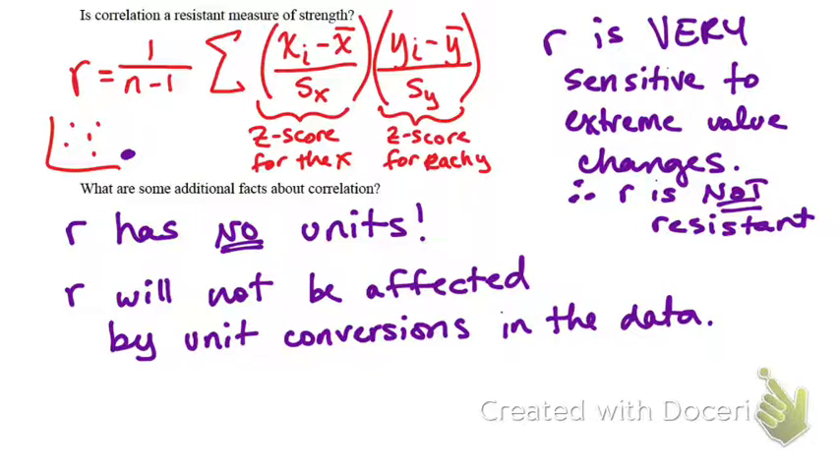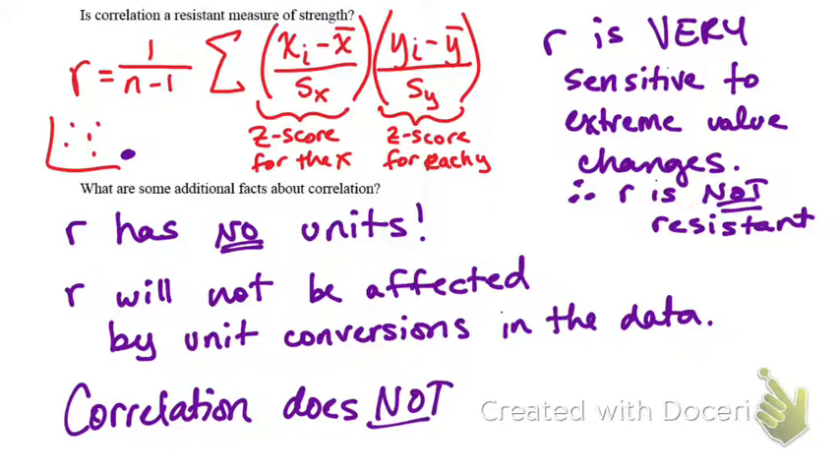All right. Last thing about correlation that I want you guys to know. Correlation does not imply causation. What the heck does that mean? It doesn't necessarily mean that because these things are correlated, they're causing each other. Just because two things are correlated, even if they're strongly correlated, that doesn't mean that one is affecting the other or causing the other one to happen.